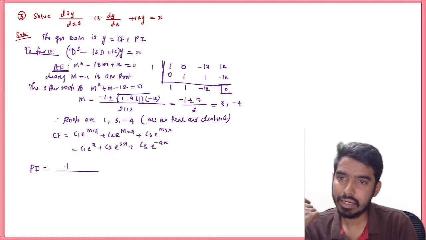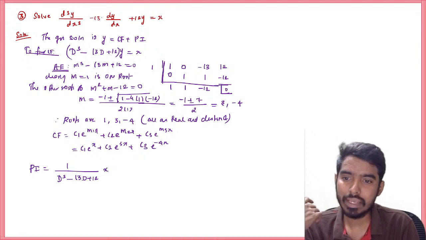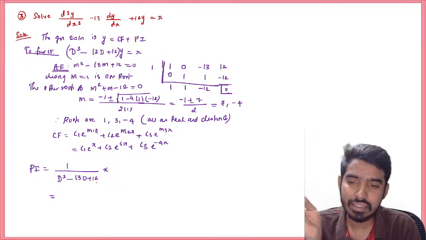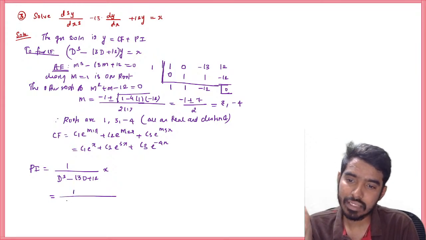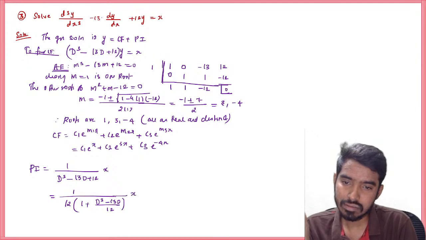It will be 1 divided by D cube minus 13D plus 12 of x, right? So 1 by f of D into RHS. So 1 by f of D is this function, D cube minus 13D plus 12, into x. Now you just see this as a polynomial of degree 3. Which is the least degree here? The constant term is the least degree. So you take that term outside. So we take 12 outside. This will be 1, and this will be D cube minus 13D divided by 12, of x, right?